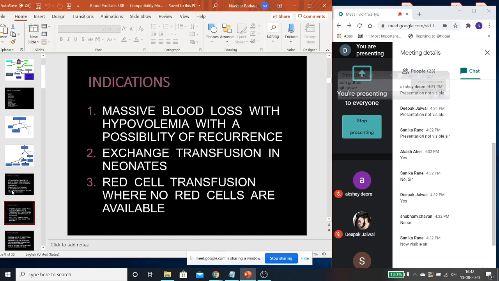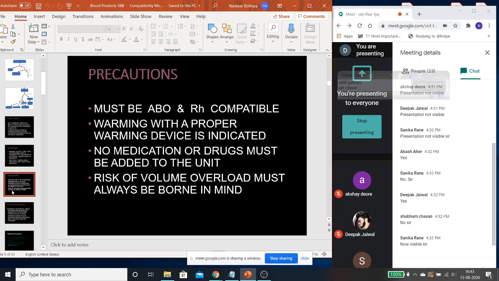Then exchange transfusion in neonates where there are problems. Then red cell transfusion where no red cells are available, for example in hemophilias and other situations where RBCs have a problem, or maybe sickle cell anemias. In those conditions blood can be given, but if possible we can give the fractionated component. We know about blood grouping and how it should be given. I'll not go into detail because you know about it.